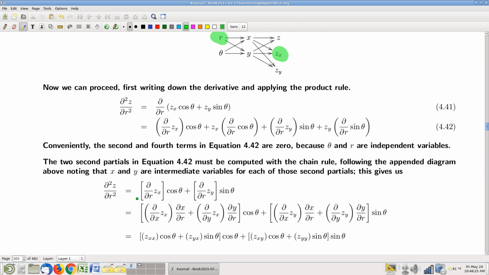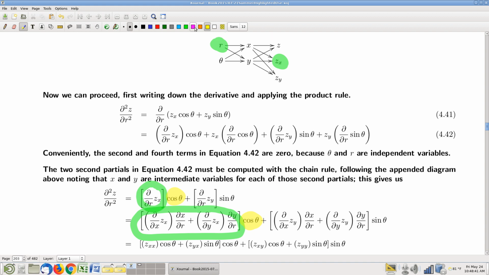Here, let me make some better choices on how I highlight here. That is about to turn into this. This cosine theta is going to stick around. But let's think about how the chain rule comes in here. How does the chain rule do this? Well, changes can propagate from r to zx by way of x, by way of y. Everybody see what happened there?